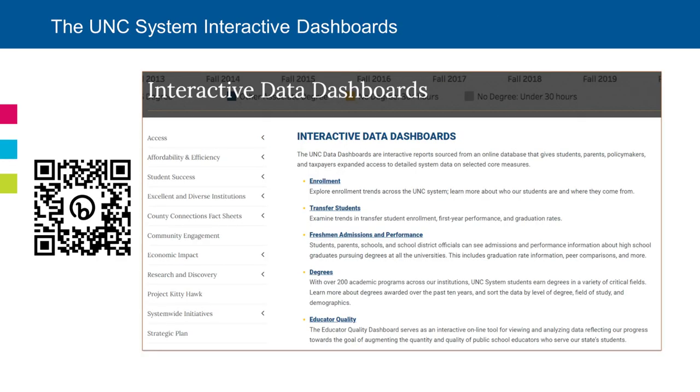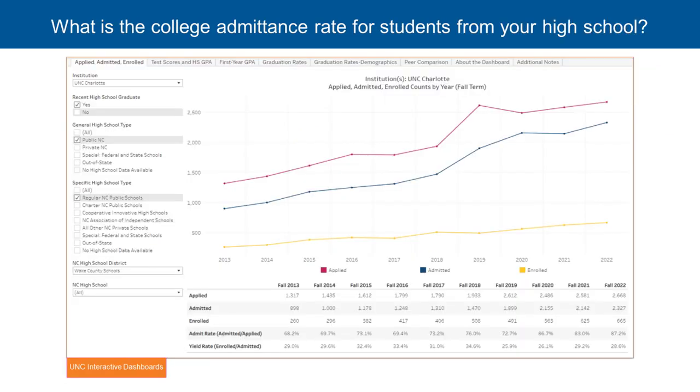The third source of data that I wanted to introduce is under the UNC System Interactive Dashboards. These data show a variety of things from enrollment to freshman admissions and performance. It allows you to look at your high school or the district as a whole to customize graphs showing enrollment at all UNC system schools or a particular one. So if you want to answer the question, what is the admittance rate for college for students who attend this high school.